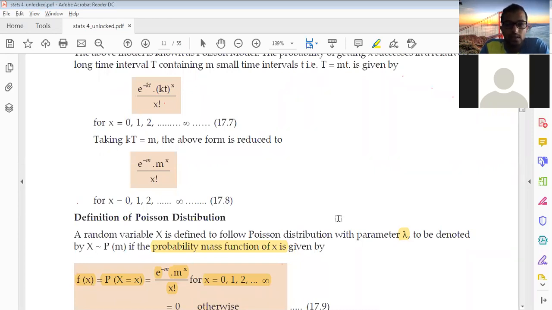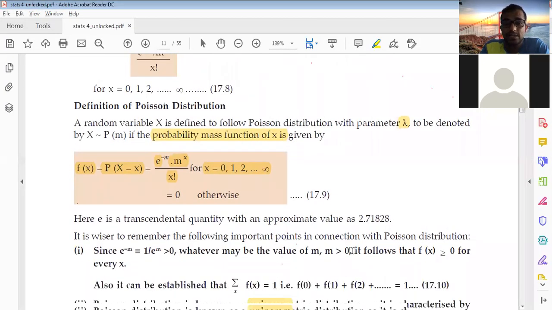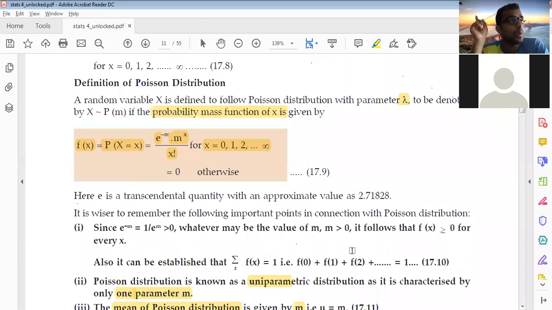And the PMF we saw just now: P of x equals e to the power minus m into m to the power x divided by x factorial. And the range was 0, 1, 2 up to infinity. There was one more thing, and I told you to remember the value. Yesterday I had not underlined it, but today we will. The value of e is 2.71828. You should remember this value for calculation.